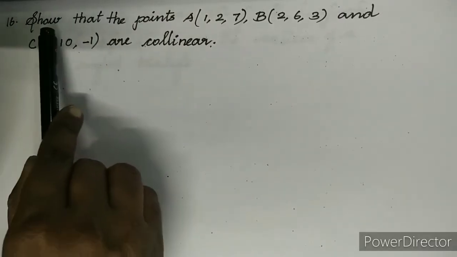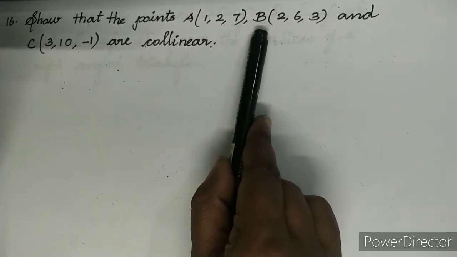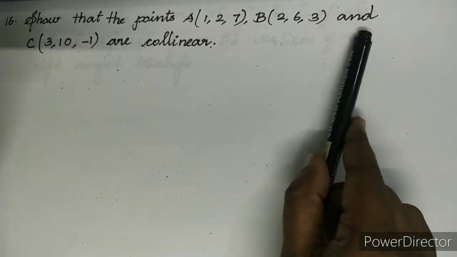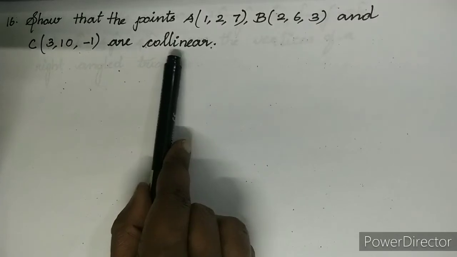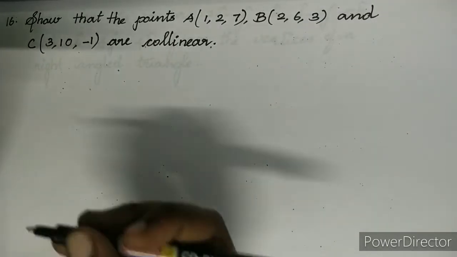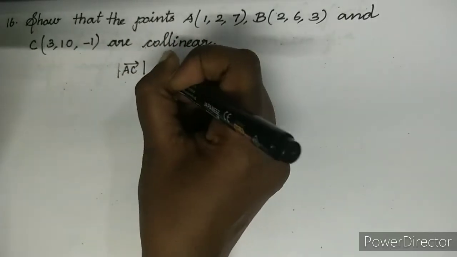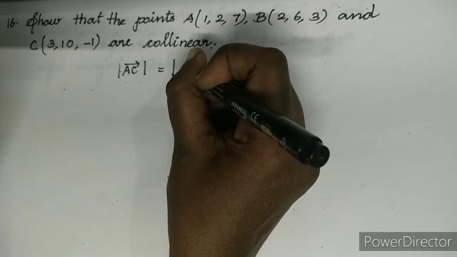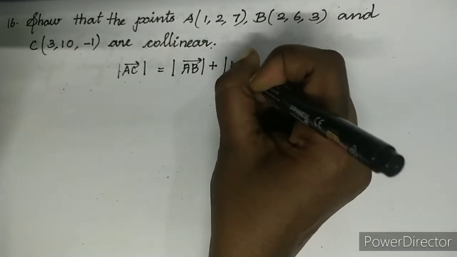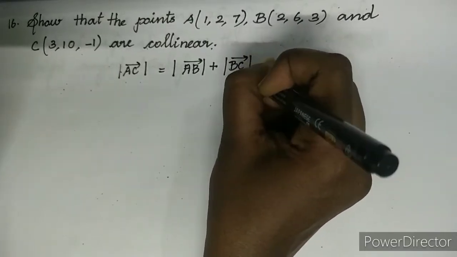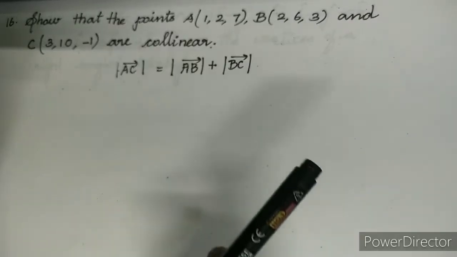Question number 16. Show that the points A (1, 2, 7), B (2, 6, 3) and C (3, 10, minus 1) are collinear. That is, we have to show magnitude of AC vector is equal to magnitude of AB vector plus magnitude of BC vector. If you show this, then these 3 points are collinear.